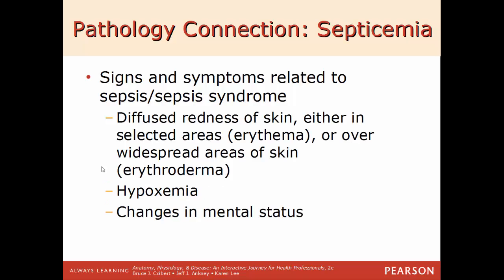You can also have diffuse redness of the skin, either in small areas of the body or widespread areas of the skin. Hypoxemia, and also changes in mental status. Whenever your brain doesn't get enough oxygen, your mind starts to get a little fuzzy, a little blurry, because you aren't thinking clearly. That's due to the lack of oxygen. Hypo means less than or lower than. Hypox refers to oxygen, so a low oxygen within the blood.